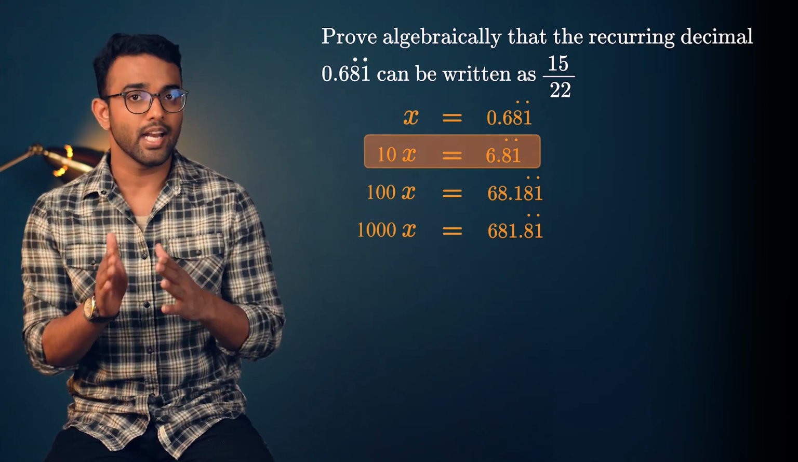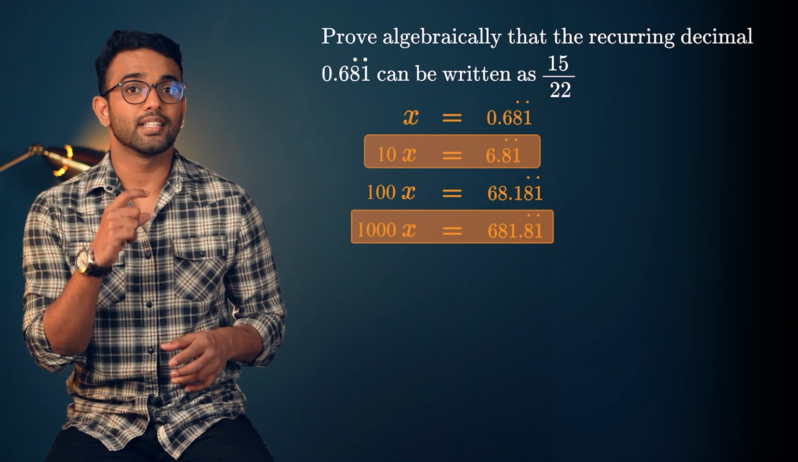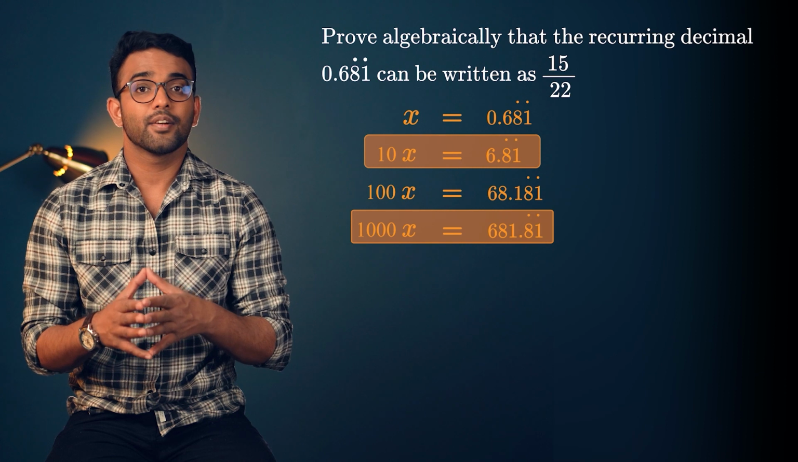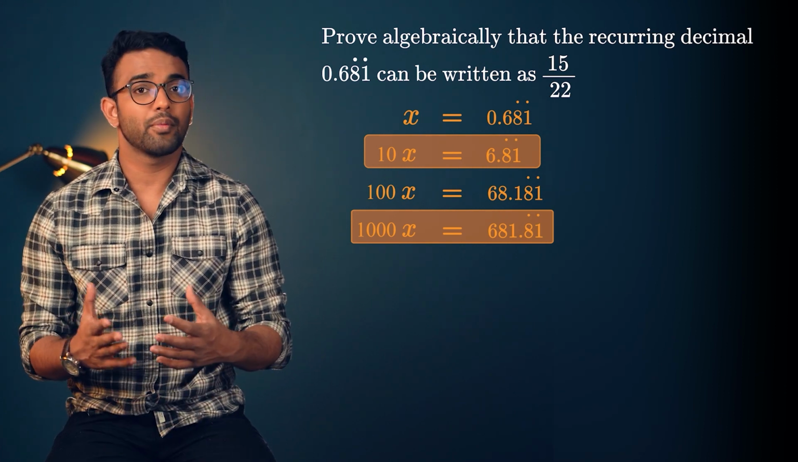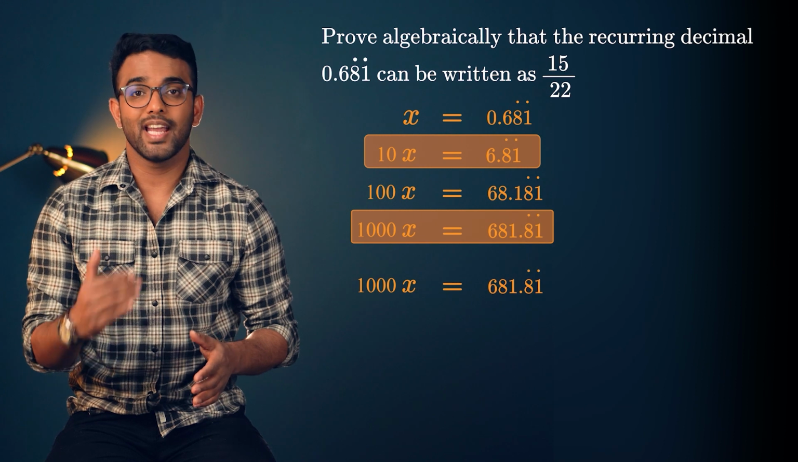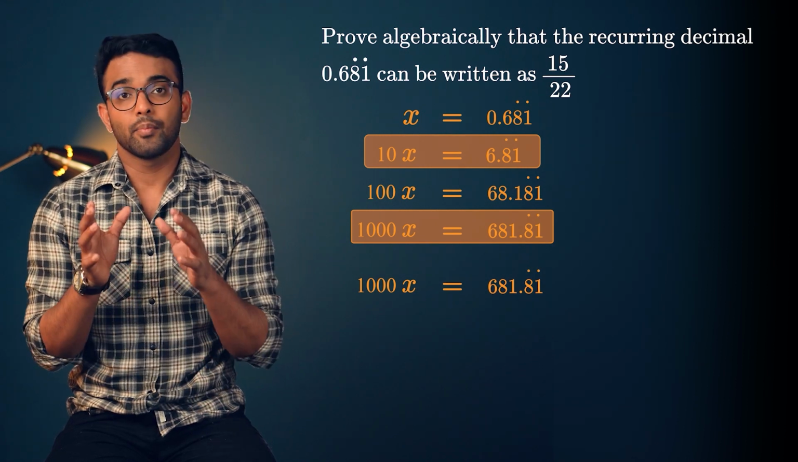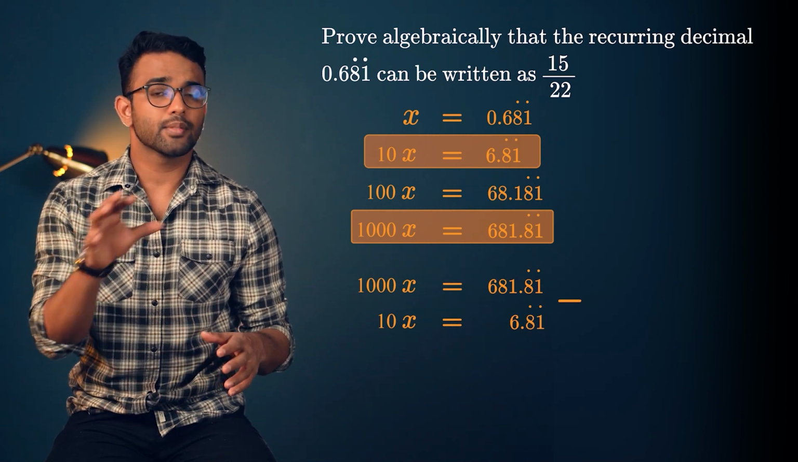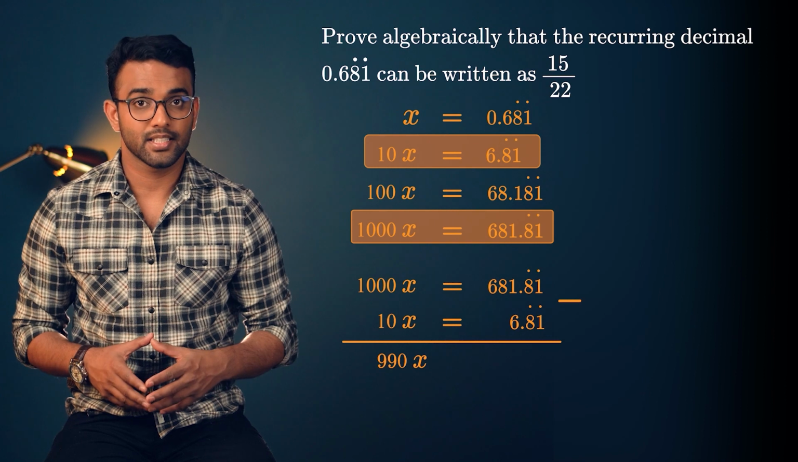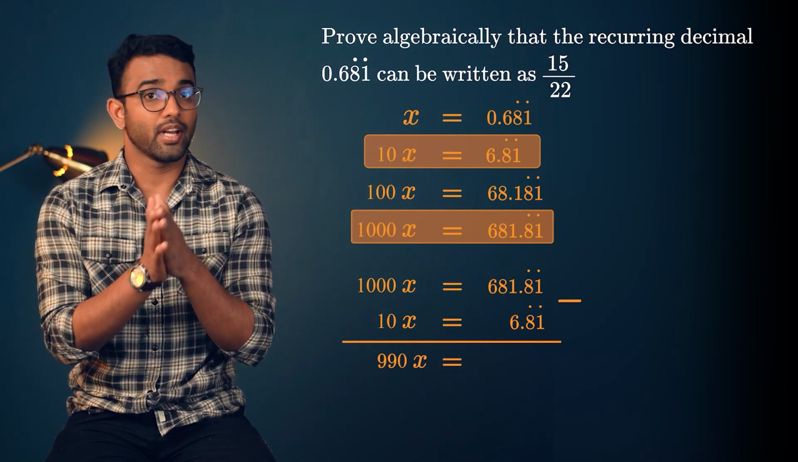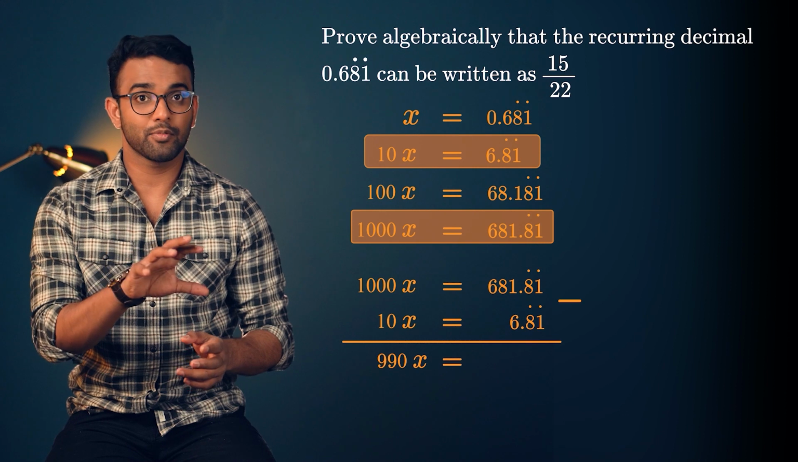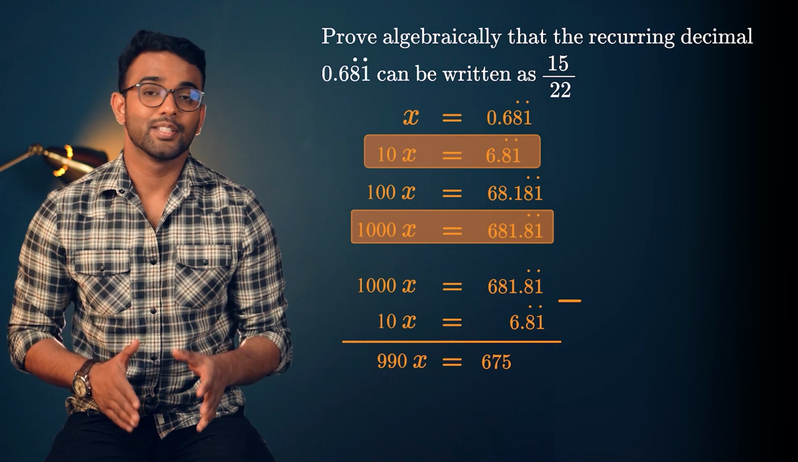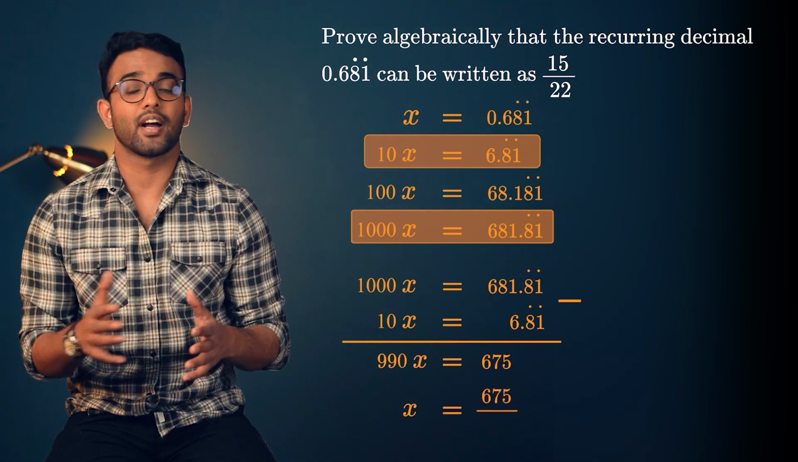And there we go, guys. Now we have 10x and 1000x pair with the same digits after the decimal, which is 81 reoccurring. Next, we will take these pairs and subtract them. So that will be 1000x equal to 681.81 reoccurring minus 10x equal to 6.81 reoccurring. 1000x minus 10x is 990x. 681.81 reoccurring take away 6.81 reoccurring will be 675. And now we will solve for x. So x is equal to 675 over 990.